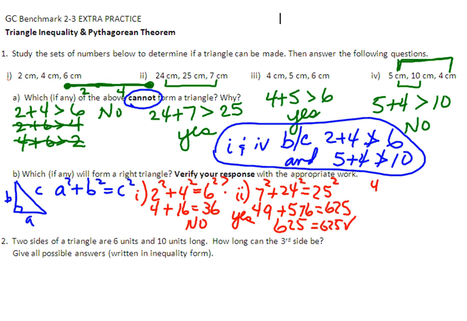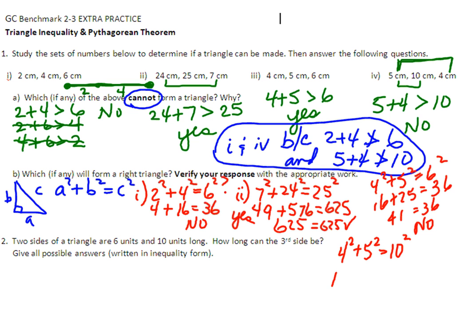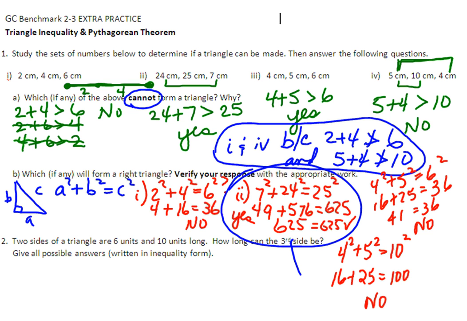The next one, 4 squared plus 5 squared. Does that equal 6 squared? So 16 plus 25, is that the same thing as 36? That's going to be a no. That's 41. And then I guess I'll write the last one down below. 4 squared plus 5 squared equals 10 squared. So 16 plus 25 equals 100. That's obviously no. So go back, we only have one. So circle it, point to it, say that's the one that works. And then the work speaks for itself.